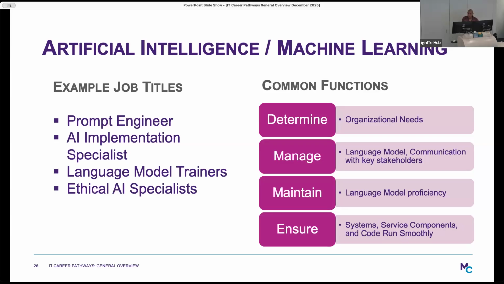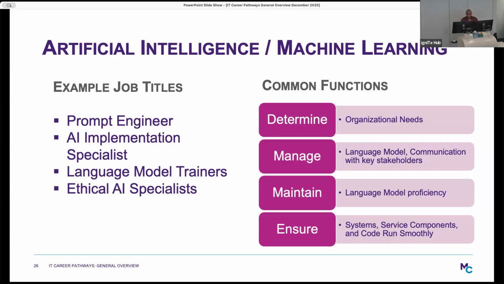You need to manage these language models and the communication with those key stakeholders, maintain language model proficiency. And again, this is super interesting because these things, you need to train them. You need to train them to become better. And if you don't train them, if you don't prompt them correctly, they will spit garbage. They will hallucinate. We'll talk about that next week. They hallucinate. Or you can convince them. I saw a case of somebody convincing an AI that 2 + 2 was 5. So you can make these things do crazy things. And then you need to ensure that systems, service components, and the code run smoothly, okay?